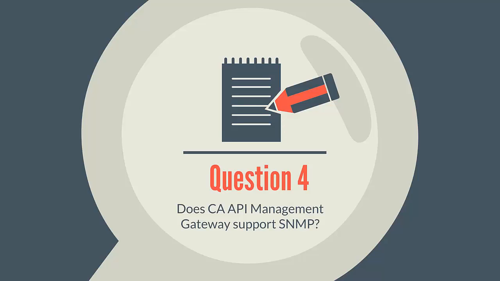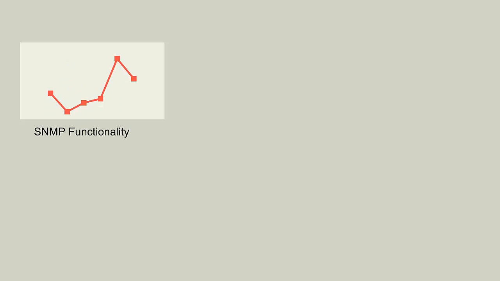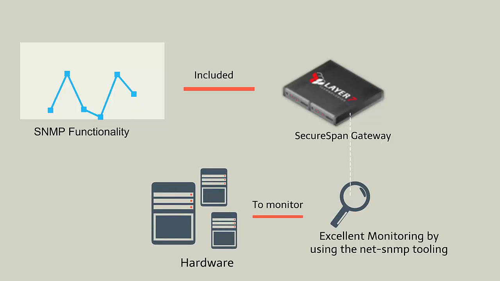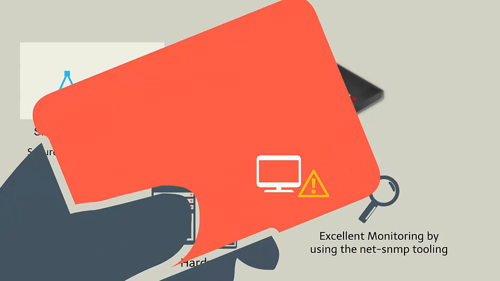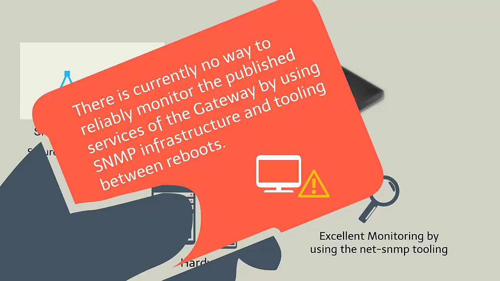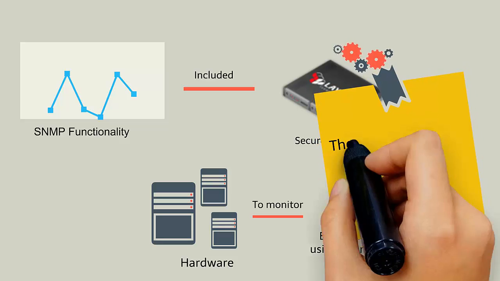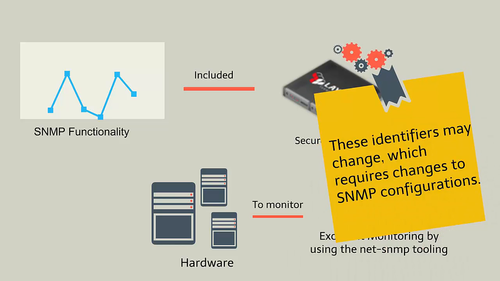Does CA API management gateways support SNMP? The SNMP functionality that is included with the Secure Span Gateway, SSG, or Gateway out of the box provides excellent monitoring by using the NetSNMP tooling to monitor the hardware. However, there is currently no way to reliably monitor the published services of the gateway by using SNMP infrastructure and tooling between reboots. This is because the gateway does not provide fixed SNMP identifiers for published services. When an SSG is restarted, these identifiers may change, which requires changes to SNMP configurations.